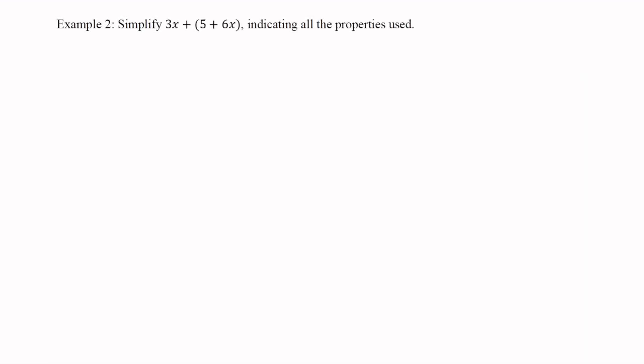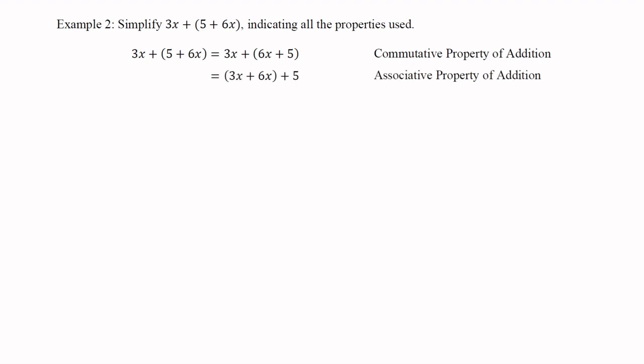So let's take a look at an example of this. We're going to simplify this expression and we'll indicate all the properties used. So we'll start off by flipping what's in the parentheses. Instead of doing 5 plus 6x, we'll do 6x plus 5. That's our commutative property of addition. Then we're going to shift our parentheses using the associative property of addition.